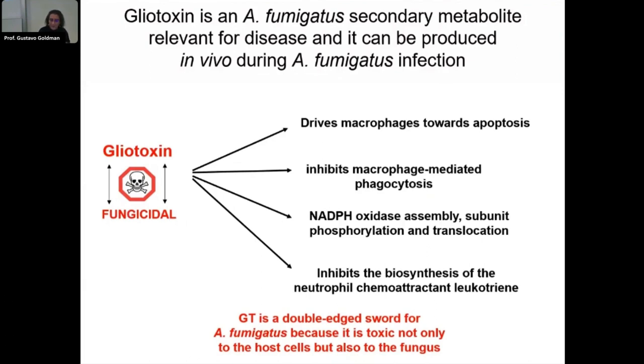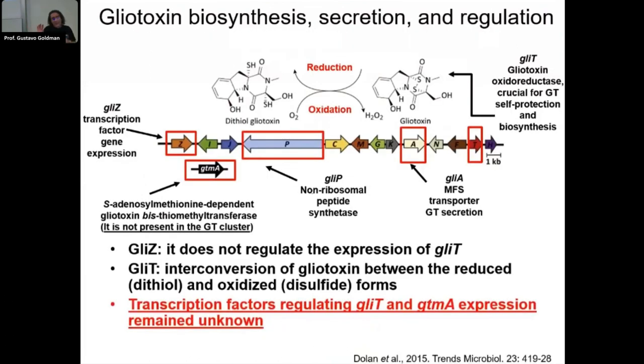And what are the mechanisms of self-protection? Let me give you a very brief description of the cluster. There are 13 genes in the cluster, and this cluster is unique because it has a transcription factor called GliZ. This transcription factor controls all the genes in the cluster except GliT, and the cluster also has a non-ribosomal peptide synthetase that helps synthesize gliotoxin, the first step of the biosynthesis, and a transporter that is important for self-defense and can pump the drug out, and it has GliT.